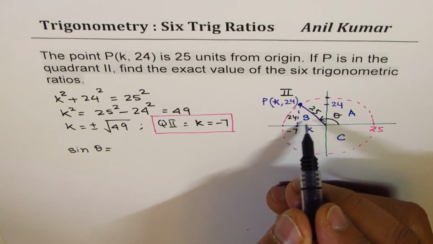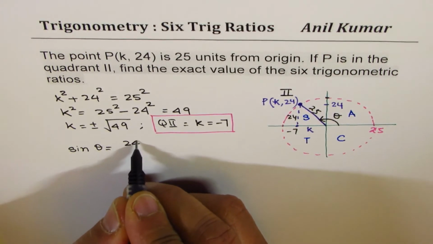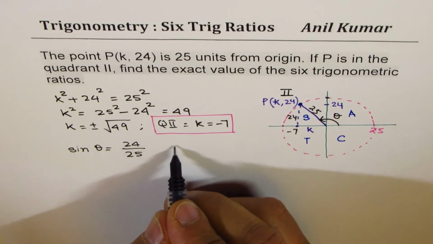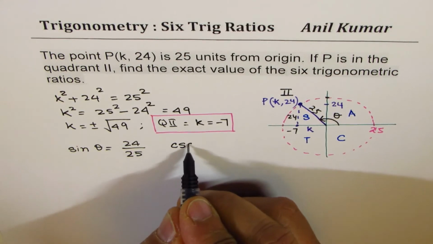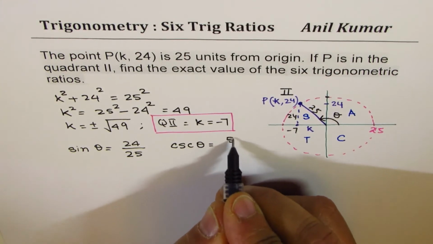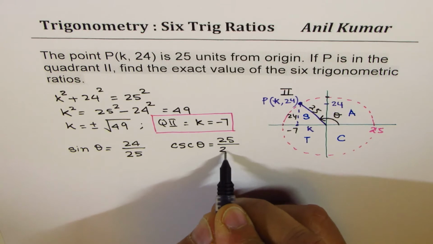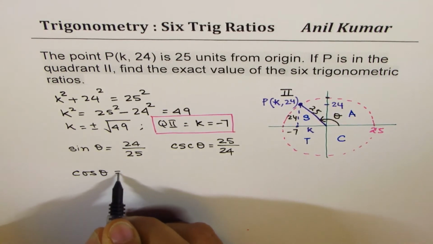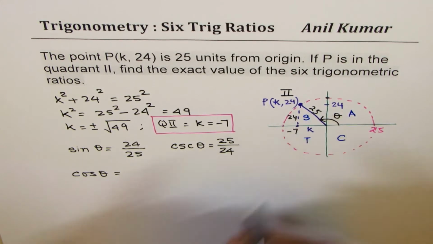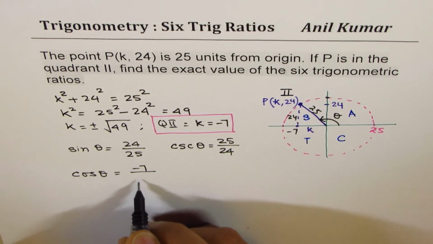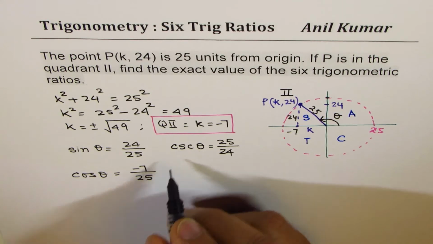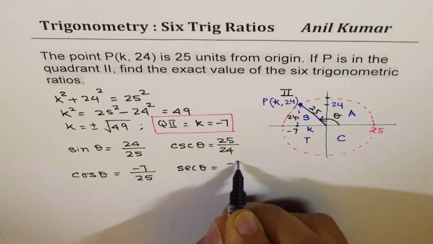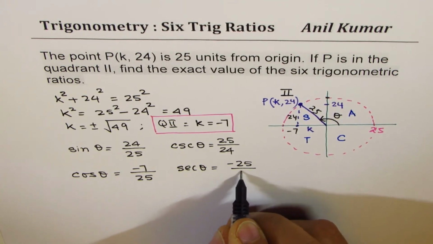So sine is opposite side, 24 over 25. Is it okay? Reciprocal of sine is cosecant. So we can write cosecant theta as equal to 25 over 24, correct? Now let's do cos theta. So cos theta is adjacent over 25, which is minus 7 over 25. And the reciprocal of cos is secant theta. Secant theta will be minus 25 over 7.